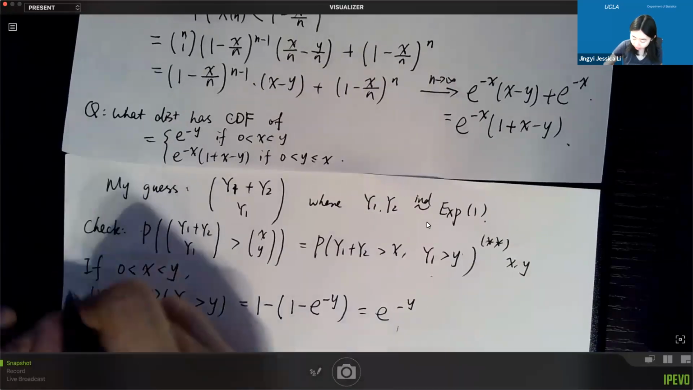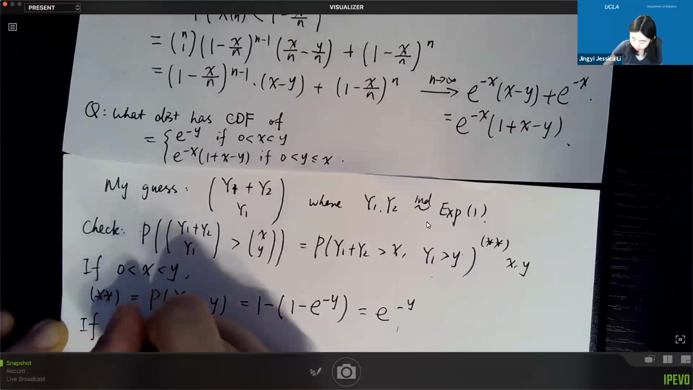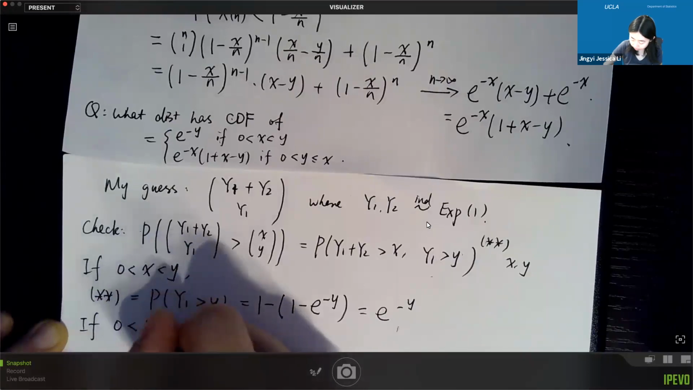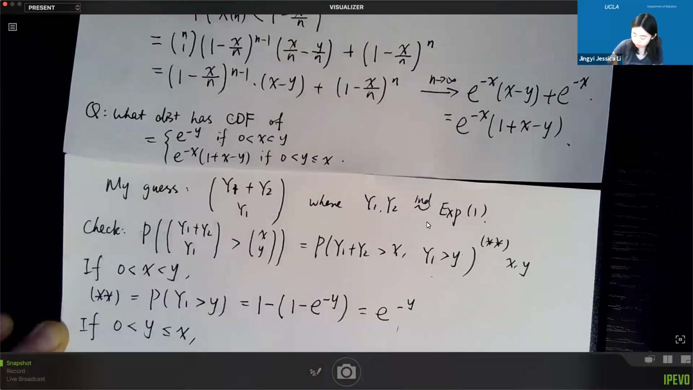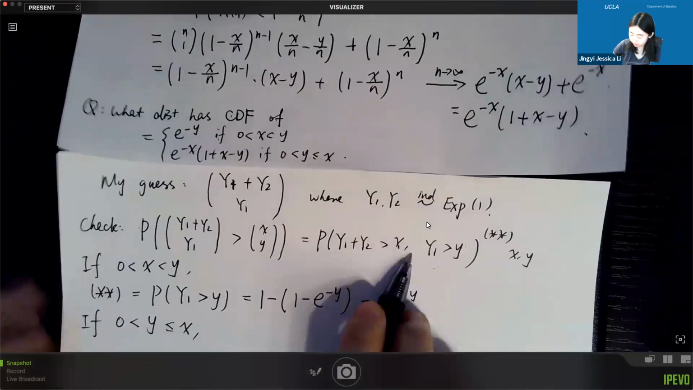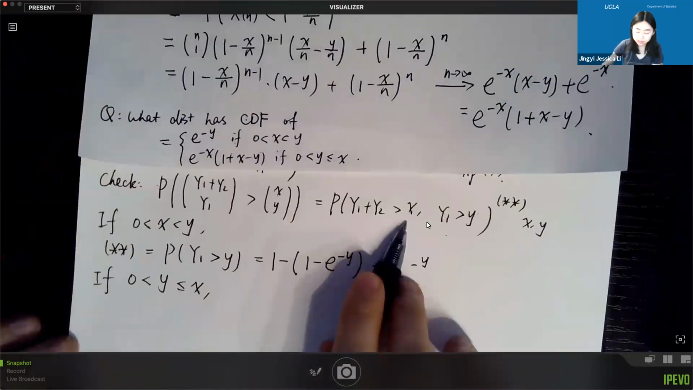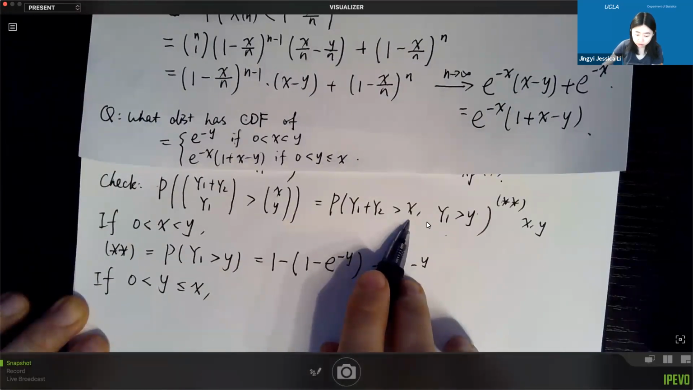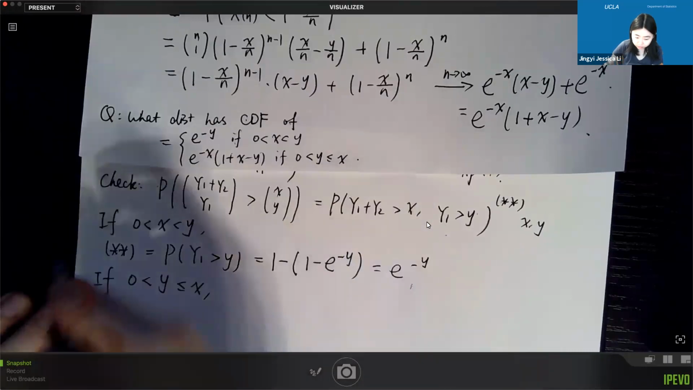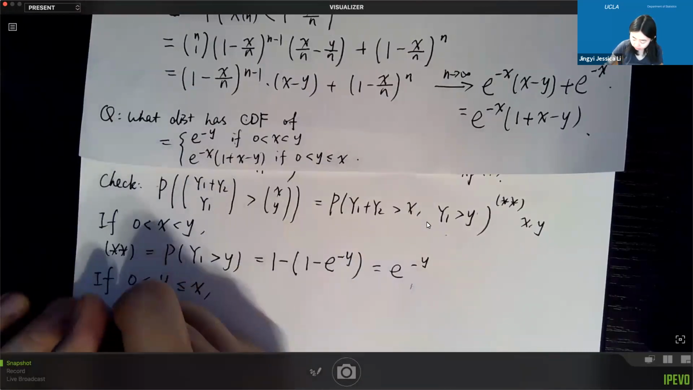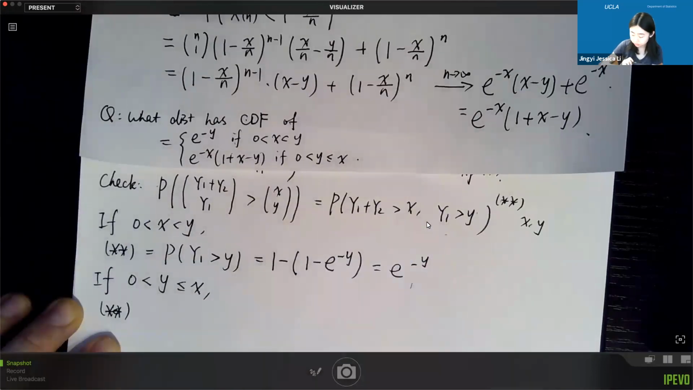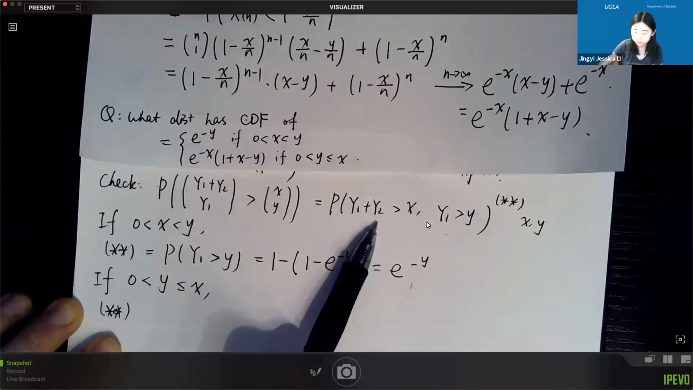Okay, otherwise, if we have 0 less than y less or equal than x, so x is greater or equal than y, then we need some discussion. So this means what? The star, we need to keep both terms. So we need to derive the probability for that.